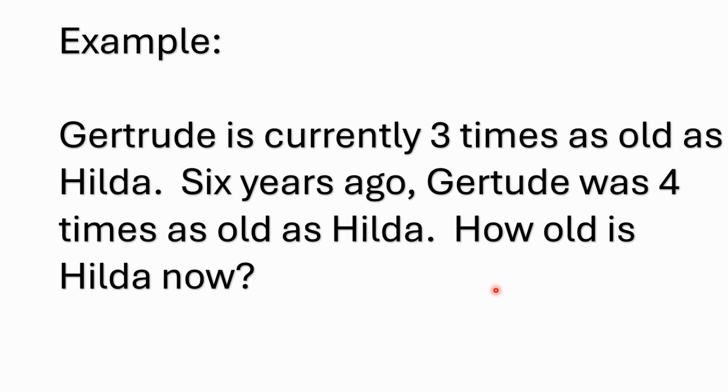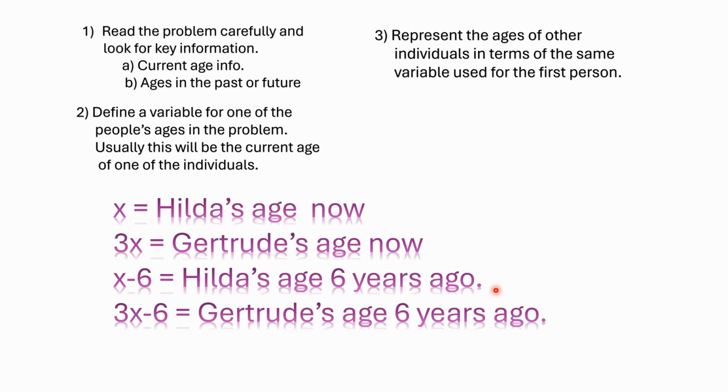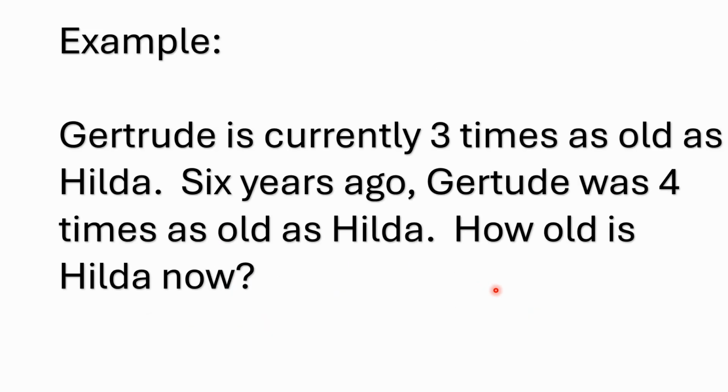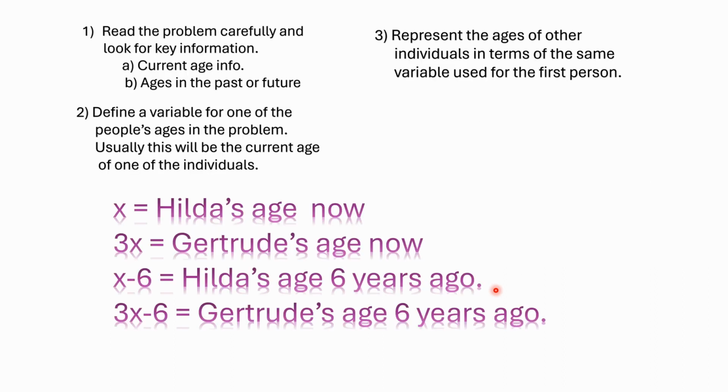We don't really know right now from that information, but if we remember those first steps, we want to read the problem carefully, look for the current age info, define a variable for one of the people's ages, usually the current age of one of the individuals, and then represent the age of the other individual. So we'll step back here just a second and recall this. Gertrude is currently 3 times as old as Hilda. So that makes Hilda the younger of the two, right? Based on that, when we create this variable, we're going to make the variable equal to Hilda's age now. She's the younger of the two.